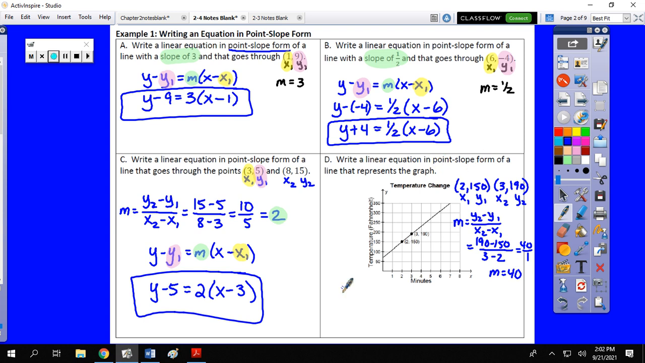Okay, from there, we're doing point slope form again. There it is. So we're doing y minus y1 equals m times x minus x1. We are plugging in the slope of 40 for m, the y1 of 150 for y1, and the x1 of 2 for x1. So that would be y minus 150 equals 40 times x minus 2. You could use the other point as well, so this is one of 2 possible answers for the points we were given in the problem.